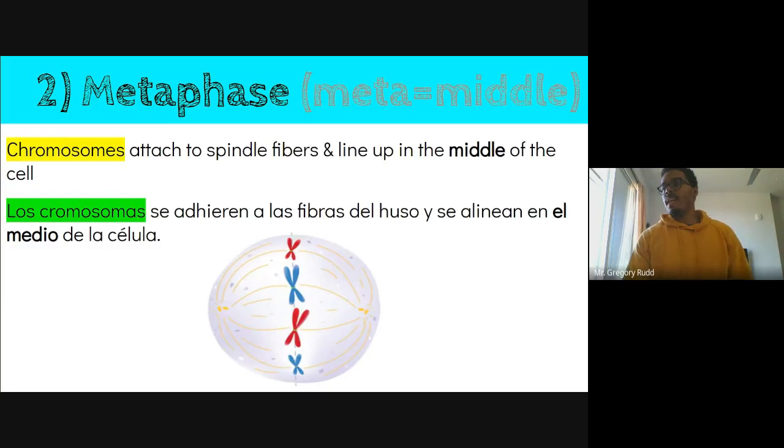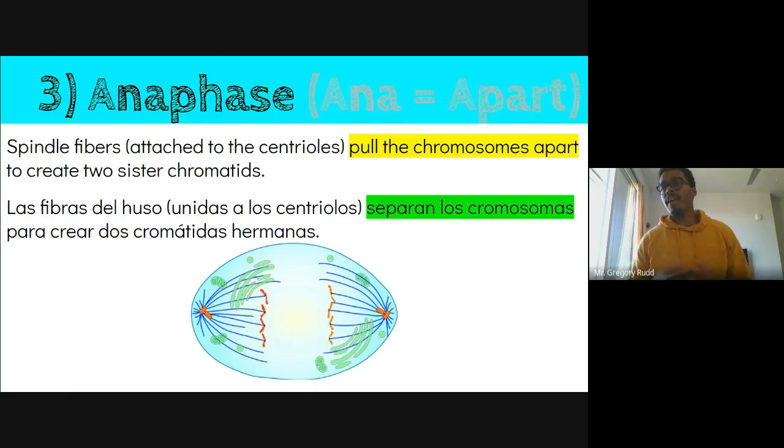All right. After metaphase, we've got anaphase. Ana is a word that means apart, specifically to pull apart. So those spindle fibers that attach to the centromeres of the chromosomes, they rip the chromosomes apart. And so now instead of the chromosomes being X's, they're just lines, they're sister chromatids being pulled apart from one another.